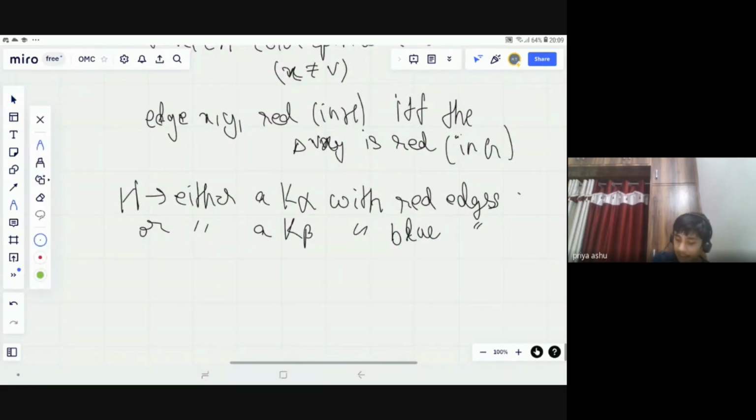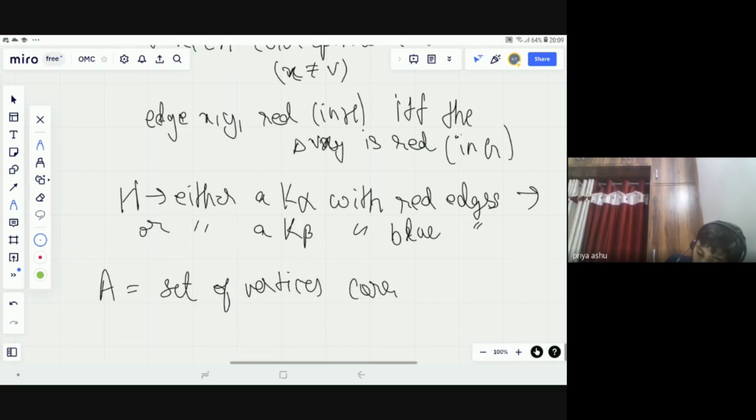So if H has a K alpha with red edges, let A be the set of vertices in G corresponding to these alpha vertices.